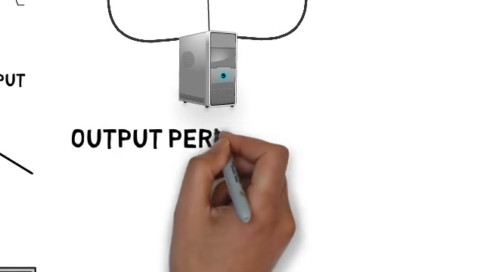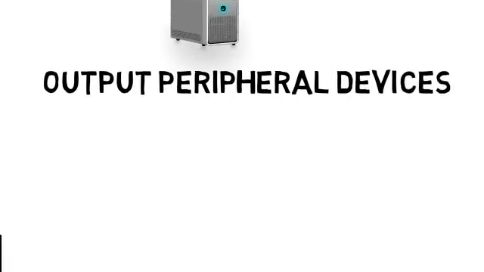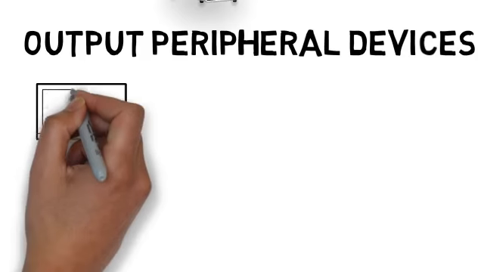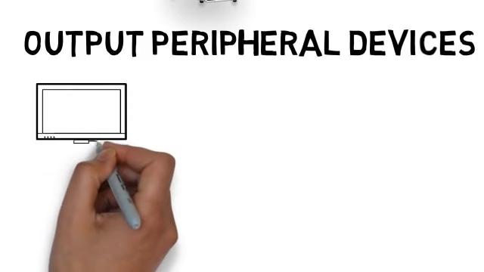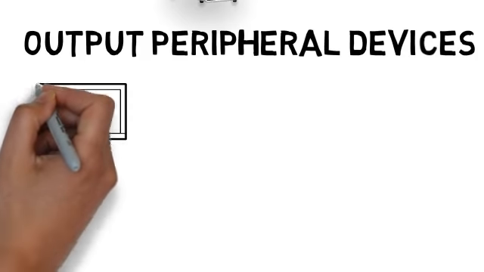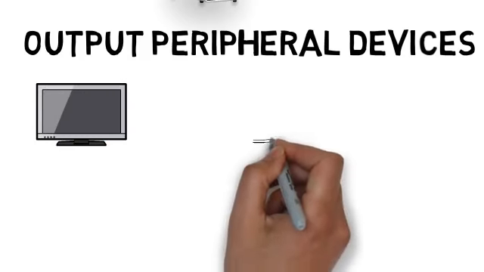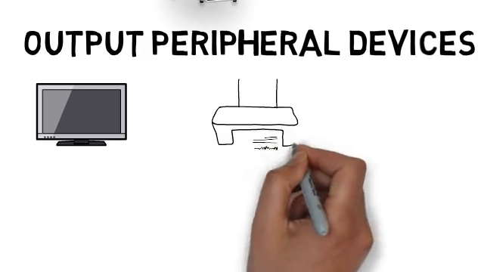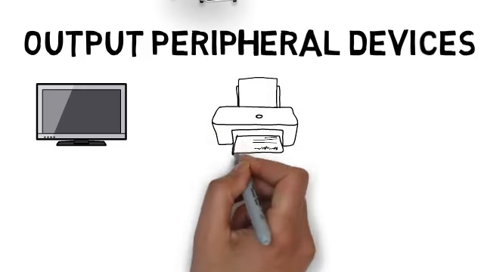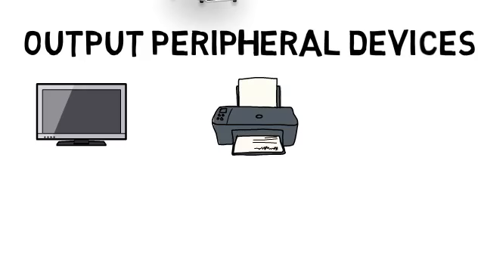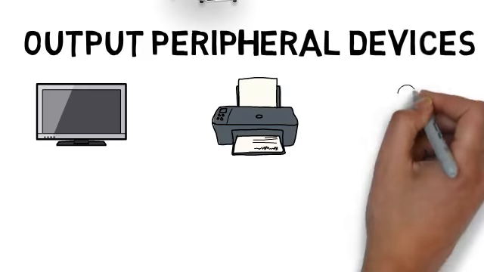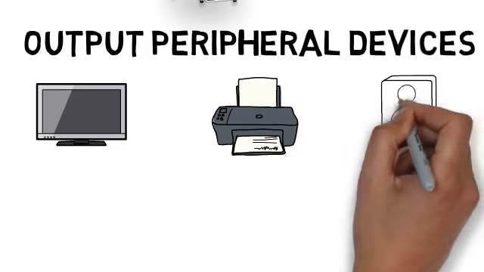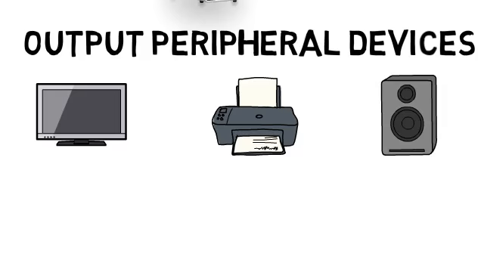Some common output peripheral devices are a monitor or screen. This is the display of a computer, where the information is turned into graphics that the user can see and understand. A printer. This device takes information that is sent from the computer and turns it into printed text or images on a piece of paper. Speakers. This plays sounds that are sent from the computer.